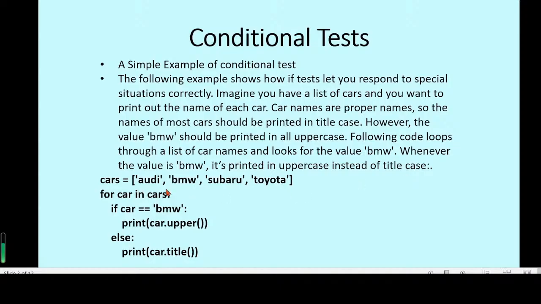So this is a car list with 4 cars inside, and we write a for loop. So for car in cars, if this car equals BMW, then we print out this car's uppercase. Else, so if the car is not BMW, we run the statement inside the else, then print this car with a title format.